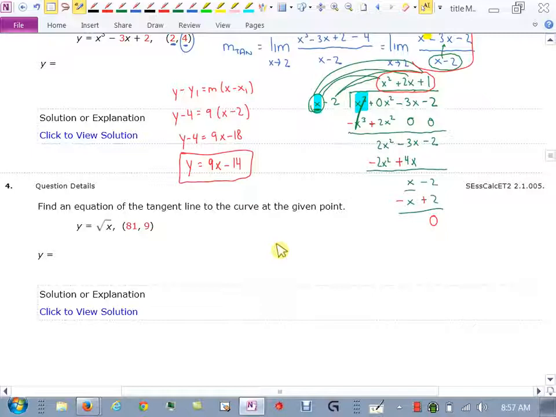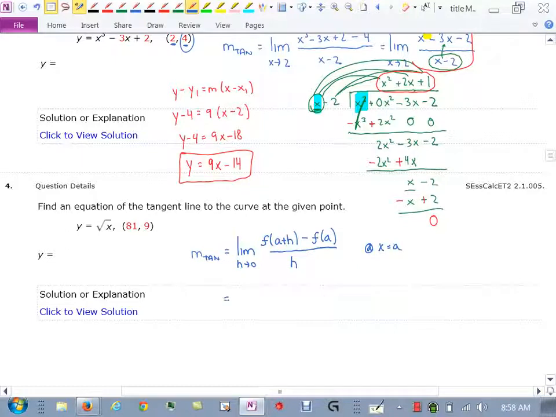All right, find the equation of the tangent line to the curve at this point. So let me do this one using the other definition. So here's what I'm using. The slope of the tangent line could be limit h approaches 0, f of a plus h minus f of a over h. That's one way to do it. That'll give you the slope of the tangent line at x equals a.